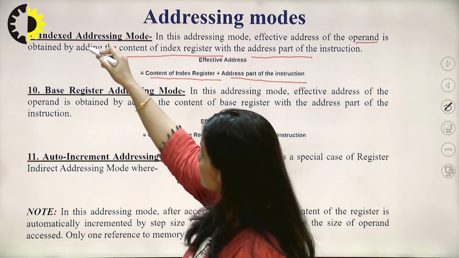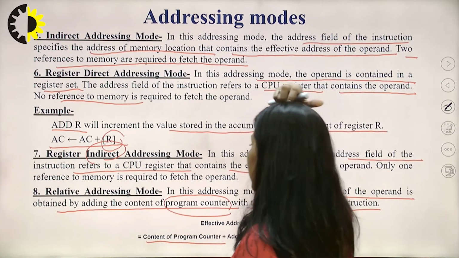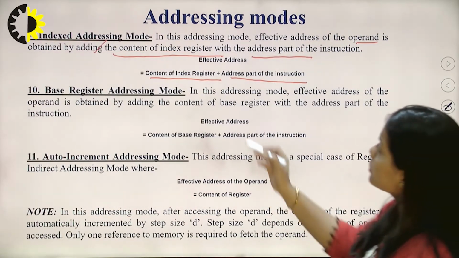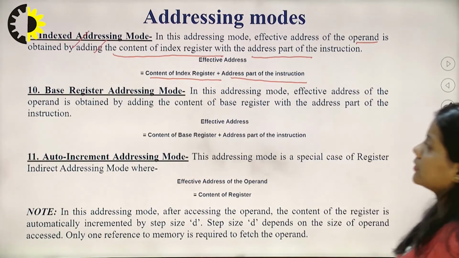Now, this is known as the indexed addressing mode. Earlier, it was known as the relative addressing mode. Since we are using the index register, this addressing mode is known as the indexed addressing mode.